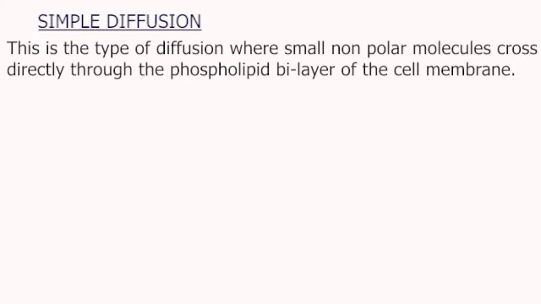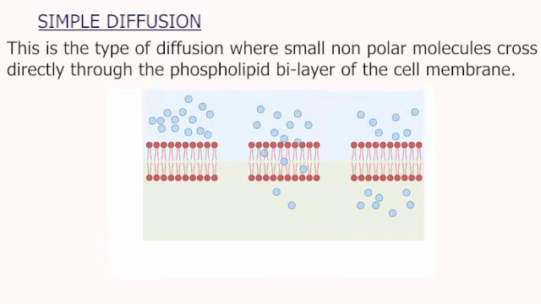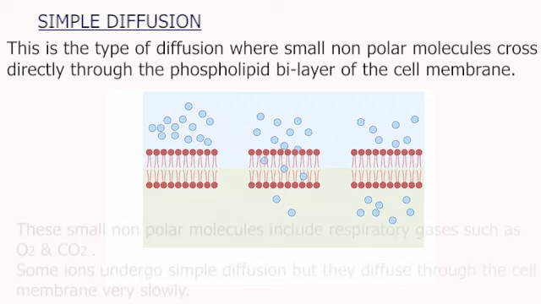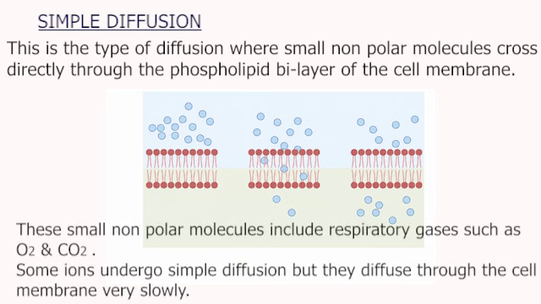This is the type of diffusion where small nonpolar molecules cross directly through the phospholipid bilayer of the cell membrane. These small nonpolar molecules include respiratory gases such as oxygen and carbon dioxide. Some ions also undergo simple diffusion, only that they diffuse very slowly through the phospholipid bilayer. Water is polar, but it's small enough to cross the phospholipid bilayer, especially the hydrophobic region, without interference. I hope you guys have got that one about simple diffusion.